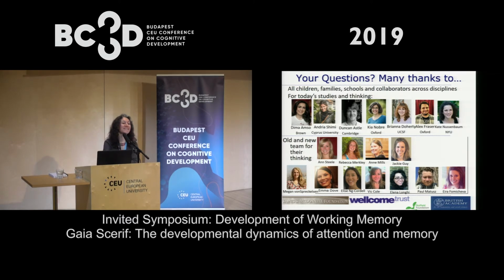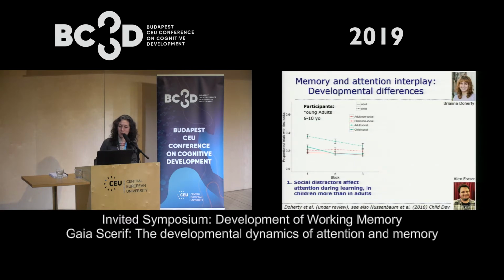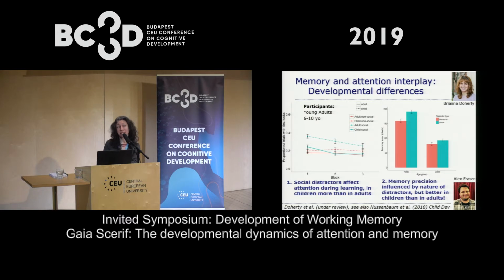Hi, Gaia. It's just a clarification question. In the study where children were better than adults, so they were less distracted, what was the age? Very great question. It was a broad age range, this first study, 6 to 11. So quite old children, very broad.